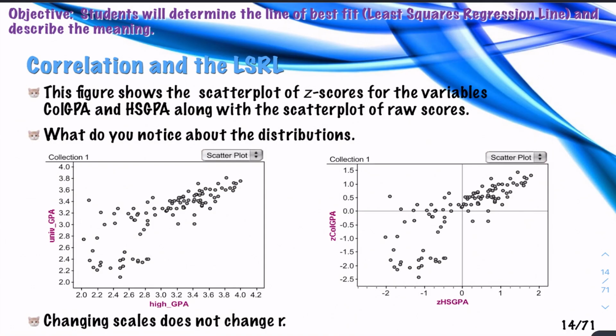So let's tie this back together. We're relating these residuals, these errors, with this standard deviation that we calculated before. And if we're calculating standard deviation and we're calculating residuals, well, why don't we look at z-scores? So this figure shows the scatter plot of z-scores for the variables of college GPA and high school GPA along with the scatter plot of the raw scores.